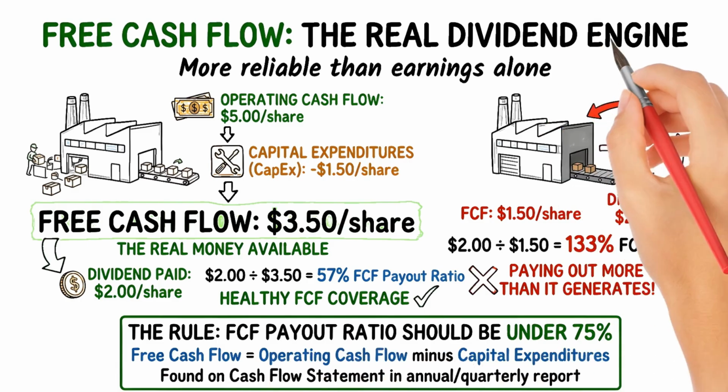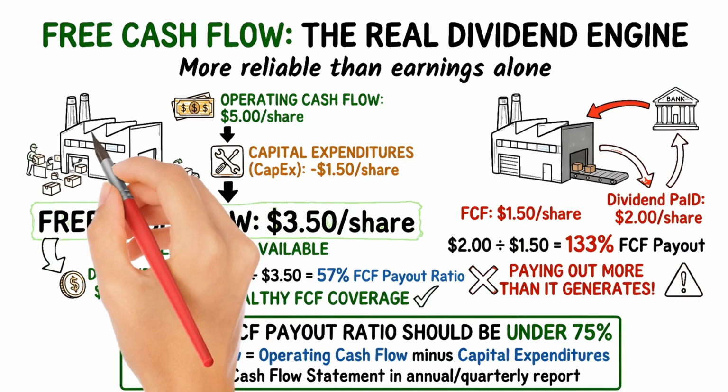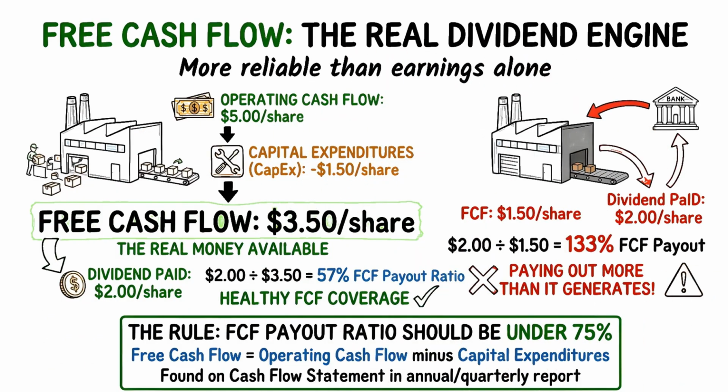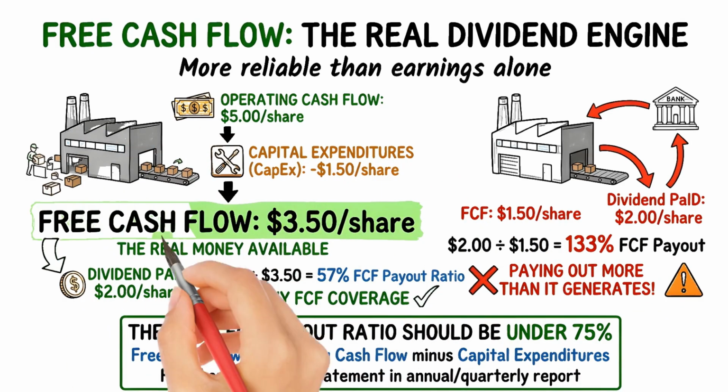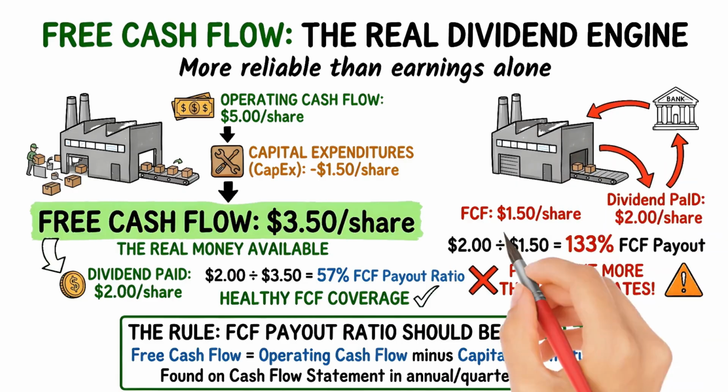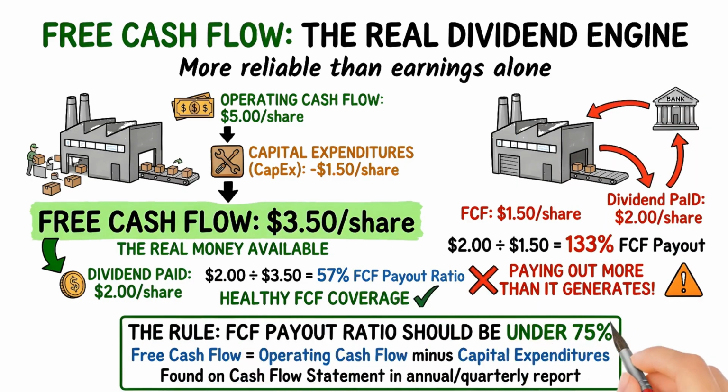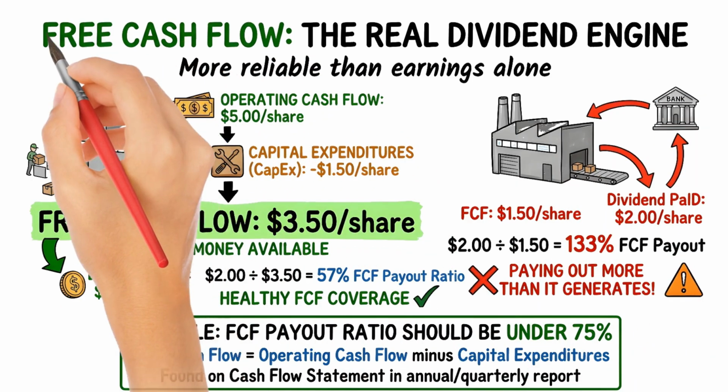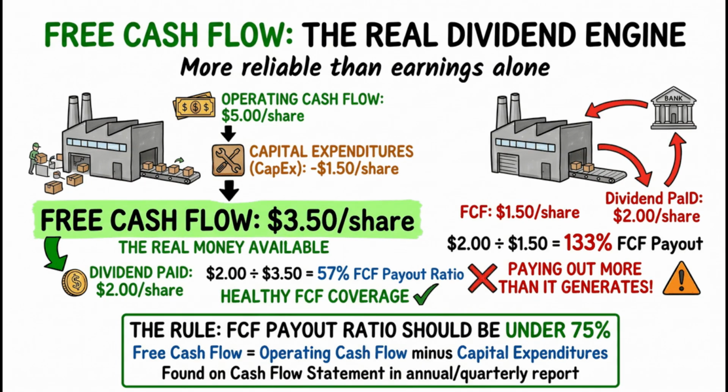If a company generates $3.50 per share in free cash flow and pays a $2 dividend, the FCF payout ratio is 57%. Healthy, sustainable, room to grow. If a company only generates $1.50 in free cash flow but pays $2 in dividends, they're literally paying out more than they're generating. That dividend is being funded by borrowing or selling assets. It will be cut. The rule: always look for an FCF payout ratio under 75%.